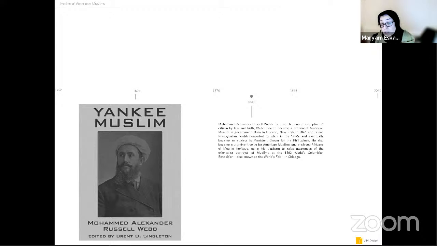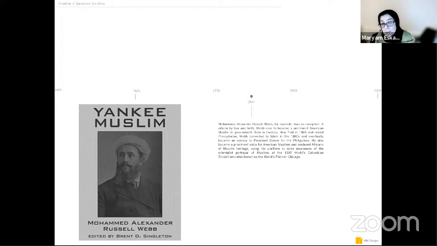And when he converted, he started to come back and say, this is the importance of honoring the Muslims who have been part of the American history. We just can't say that they don't exist. We have to give them their buildings. We have to create mosques. We have to teach people about what this religion is.